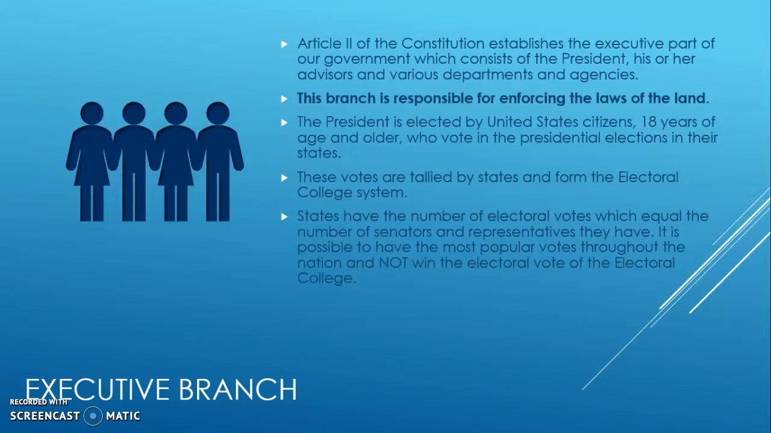The president is elected by the United States citizens 18 years of age and older who vote in the presidential elections in their states. These votes are tallied by states and form the electoral college system. States have the number of electoral votes which equal the number of senators and representatives they have. It is possible to have the most popular votes throughout the nation and not win the electoral vote of the Electoral College.